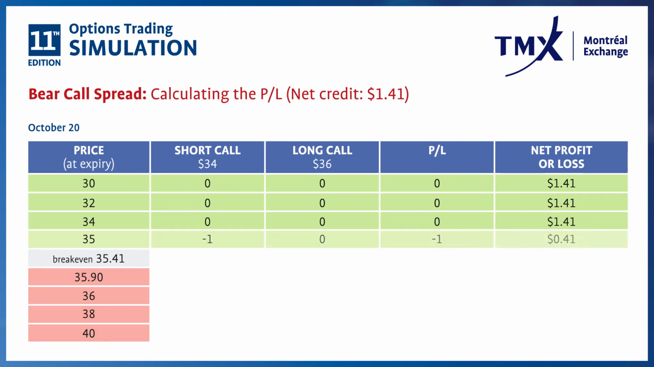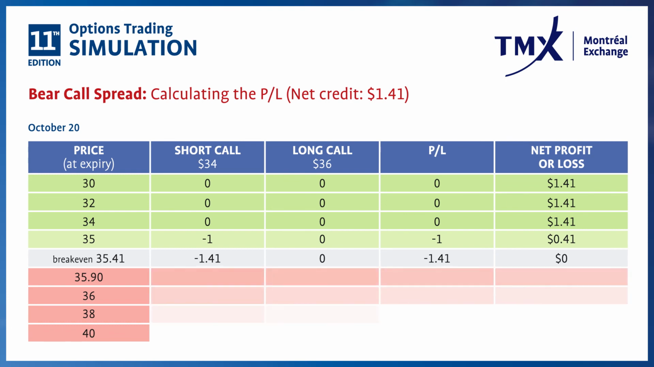Now let's look at the $35 price point. The trader will lose $1 on the short $34 call, and the long $36 call will be out of the money. The $1 loss can be offset with the $141 net credit. Therefore, the overall loss will be 41 cents instead of $1. The break-even point is $35.41. At this price point, the short $34 call will lose $141, which is exactly the same amount of the net credit received.